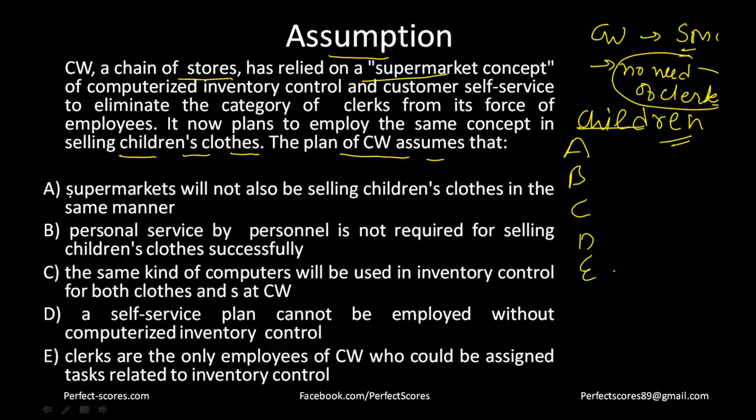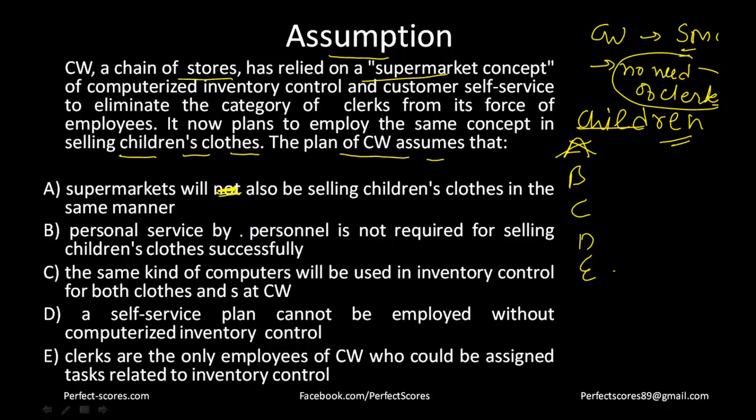When we take option A, it says supermarkets will not also be selling children's clothes in the same manner. If we negate it, it says supermarkets will be selling children's clothes in the same manner. Now tell me, is this new option strengthening or weakening the argument? Well, it is doing neither. That means A is not the original assumption, so you can easily cross that out.